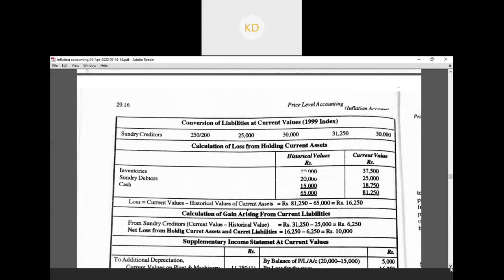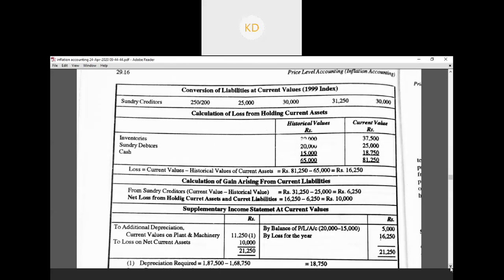Now what will I be doing? I will calculate the monetary gain or loss. If you remember, we calculate the monetary gain or loss on all my current assets and current liabilities. In a similar way, I am doing it here on my current assets and current liabilities.